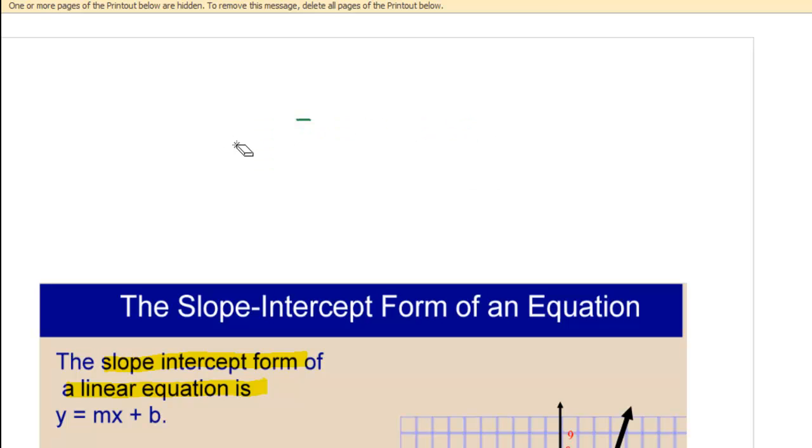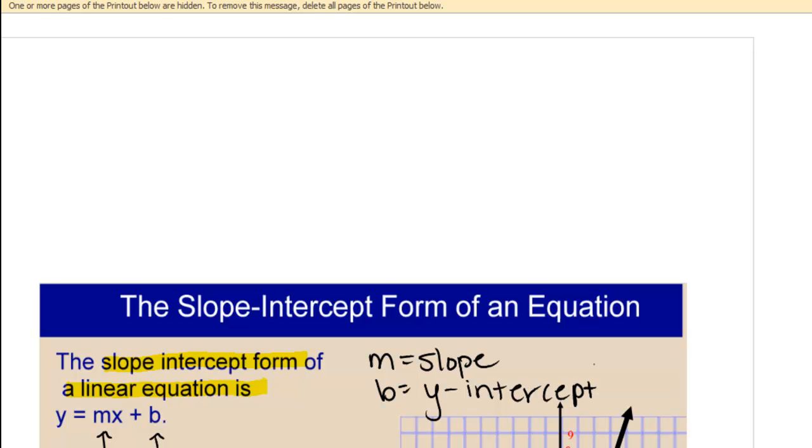So we describe this equation with an m and a b. So do you remember what m stands for? M is slope. And we're going to let b stand for what's called the y-intercept. What is the y-intercept? Do you remember? It's where our line crosses the y-axis.